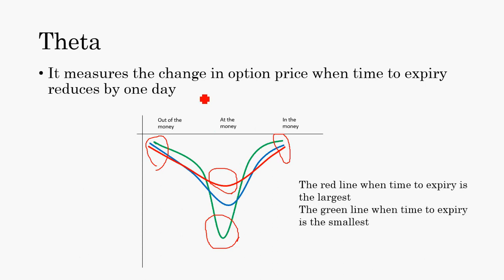Theta generally has a negative value because we know that as the time to expiry approaches, the time value in an option will come down. So theta is always negative.